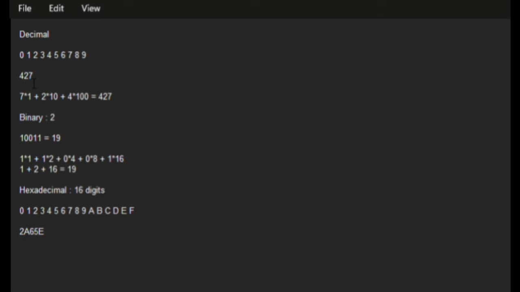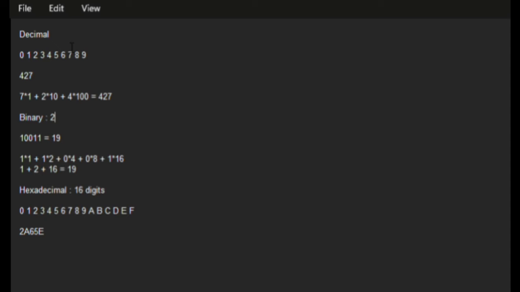2 is on the 10's place instead of the 1's place. So these are powers of 10. So 2 times 10, there you go. Finally, we have 4 on the 100's place, still a power of 10. This time it's 10 to the power of 2. So 4 times 100, and if we add these up, we get 427. So that's how we would count.